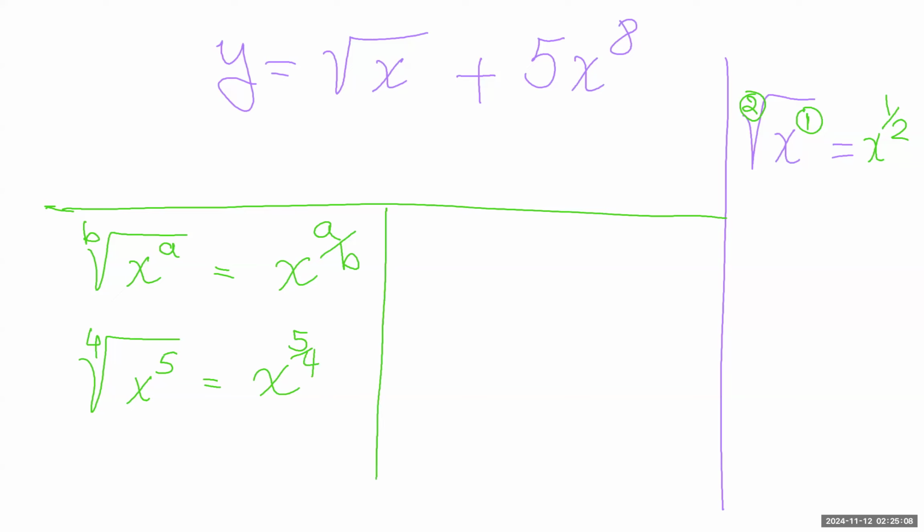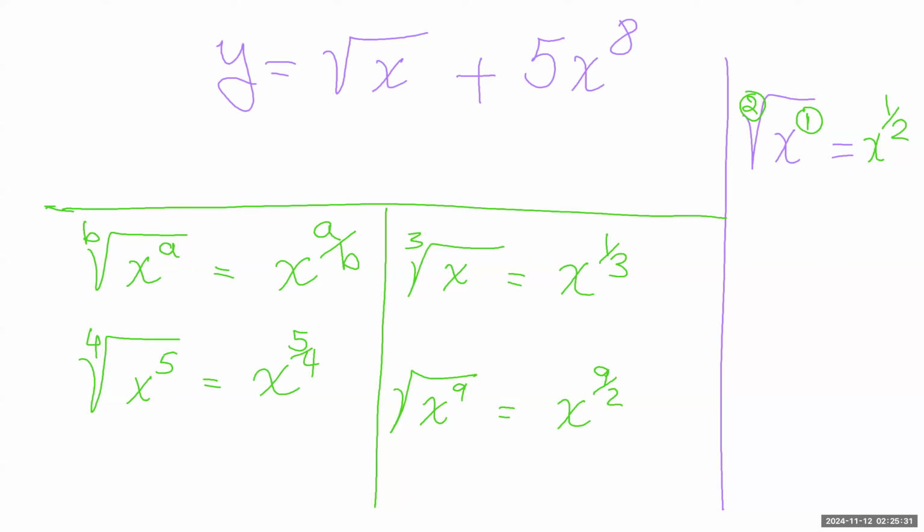Let us take another one. If you have x and this one is 3, here it's going to be x power 1 over 3. Perfect. If you have this one to be x and this one to be 9, so this one is going to be x power what? 9 over 1. No, 9 over 2.